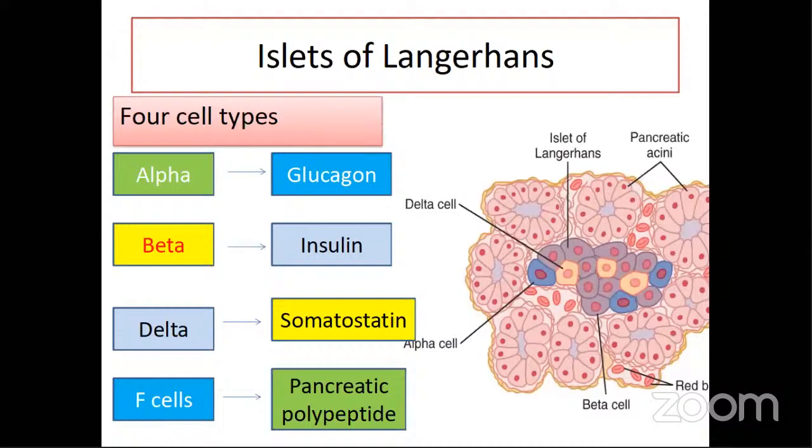So which are they? The first is the alpha cell which secretes glucagon. Then you have the beta cell, the most abundant cell type. It forms about 60 to 75%, and secretes insulin. And you have the delta cell which secretes somatostatin, and the F cells which secrete the pancreatic polypeptide. Is there any doubt for anyone? If not, we will move to the next slide. Okay, I'm going to the next slide.